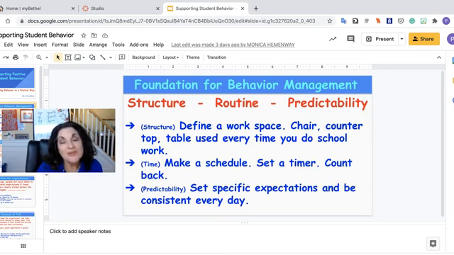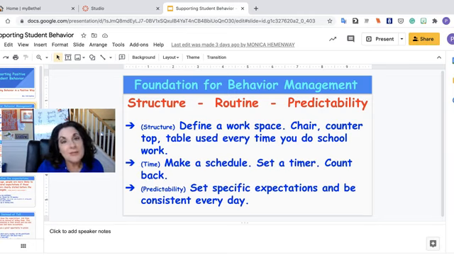So in your home, if you can define a workspace, use a chair that structures space. Maybe you have a specific countertop or a table. And then you use that every single time. That's predictability and routine, and that has a great influence on behavior.